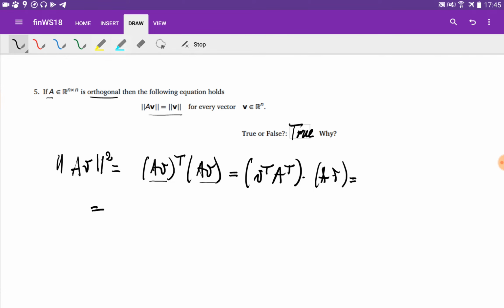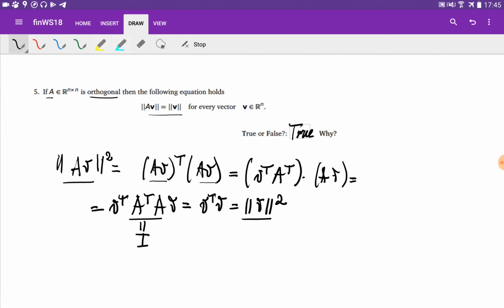Now we can open up both of the brackets. It's going to be V transposed, A transposed, AV. Since the A is orthogonal, we know from the previous questions that this multiplication is going to give us simply the identity. It means that this is going to be V transpose V. When we multiply the vector to itself as a scalar multiplication, it is going to give us the length of the vector v squared. So we've got this statement to be true. So basically from this equation, we obtain that the norm of AV is going to be the norm of v.